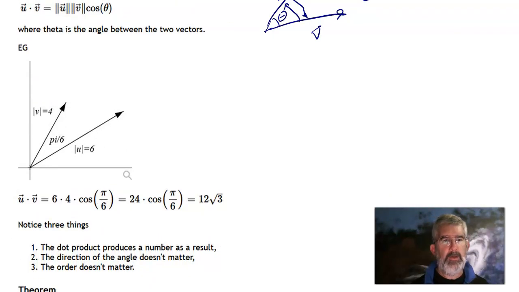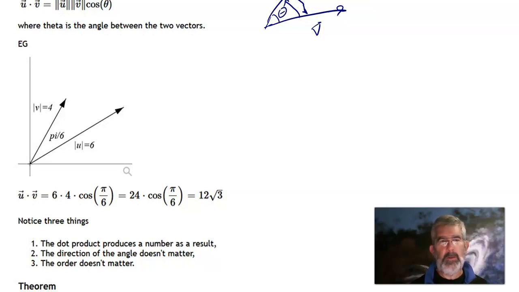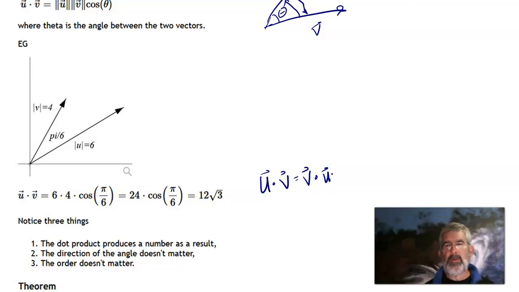So, three things I want to notice here. The dot product produces a number, which we've already mentioned, and the direction of the angle doesn't matter. And more so, the order doesn't matter. Because if I said the length of v dotted with u, then this should be the length of v, that should be the length of u. Well, 4 times 6 is the same as 6 times 4, and it's still the same angle in between them. So the dot product here is what we call commutative, that u dotted with v is the same as v dotted with u. Right? There is a commutative property for this definition of the dot product.